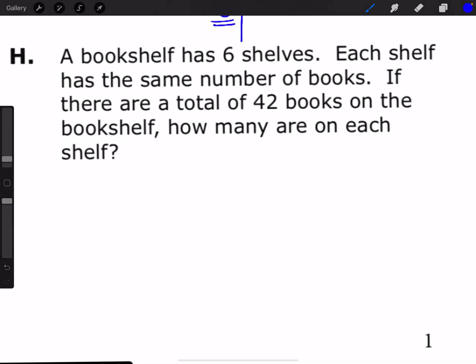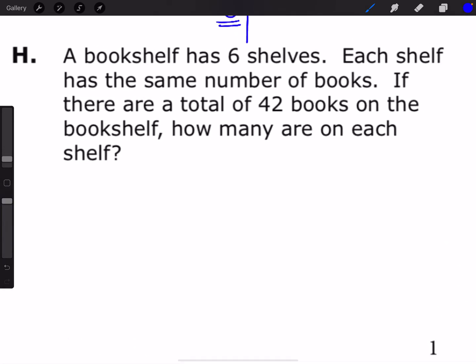A bookshelf has 6 shelves. Each shelf has the same number of books. If there are a total of 42 books on the bookshelf, how many are on each shelf? So we need to know the total amount. The total amount is 42. We know that 42 is the dividend because it is what we're breaking apart. We know that we need to break it up into 6 shelves. So 6 is our divisor, and then we don't know the quotient.